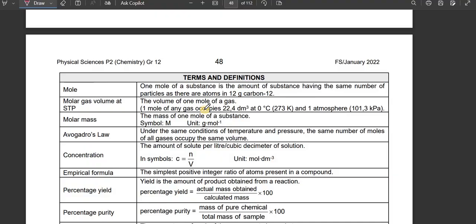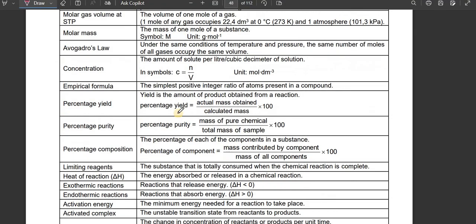These are the definitions we need to know. You should know also what is percentage yield. That is actual mass obtained over calculated mass times 100.